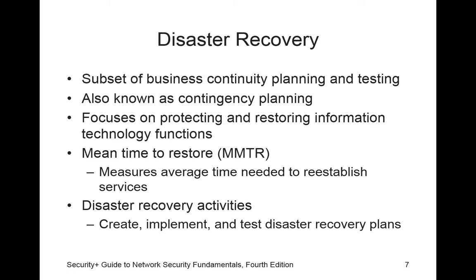Now, disaster recovery is part of the business continuity plan. Business continuity is also known as contingency planning in the event of a disaster. It focuses on restoring and protecting those information technology assets. And you're going to want to know what MTTR is, the mean time to restore. It measures the amount of time that you're going to need to reestablish those services to everybody. Disaster recovery activities, you're going to create, implement, and test those disaster recoveries, usually quarterly.